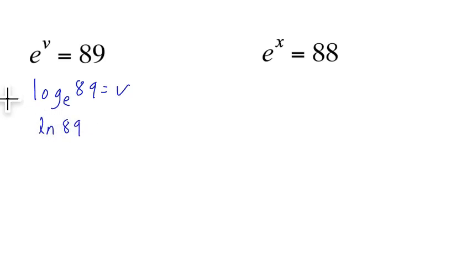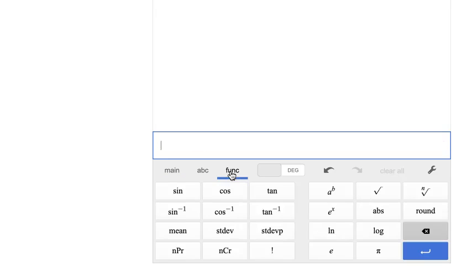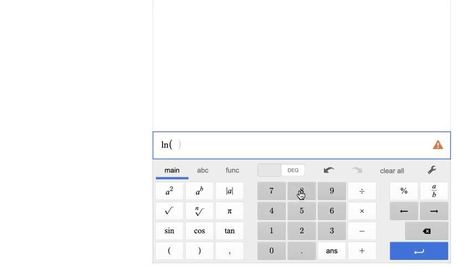So in this case, we can rewrite this equation as natural log of 89 is equal to v. So let's go over to that scientific calculator and find the natural log button. Here it is right here, ln for natural log. So I want the natural log of 89. And to the nearest hundredths place, we have 4.49.